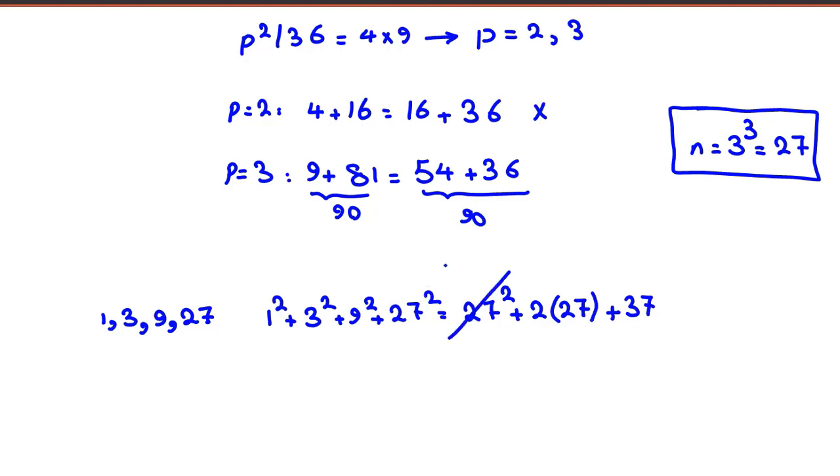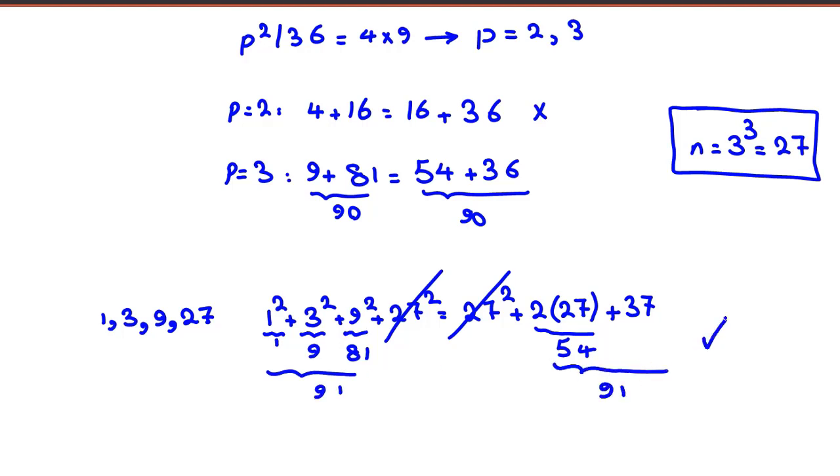Okay, so we can cancel this. This one is 54. This one 81. This one 9. This one 1. That is 91, and this one is also 91. Okay, so we've checked again because maybe we had a careless mistake. Always when it takes time and you reach some good result, try to check in 1 minute. Then if you have a careless mistake, you will find it.